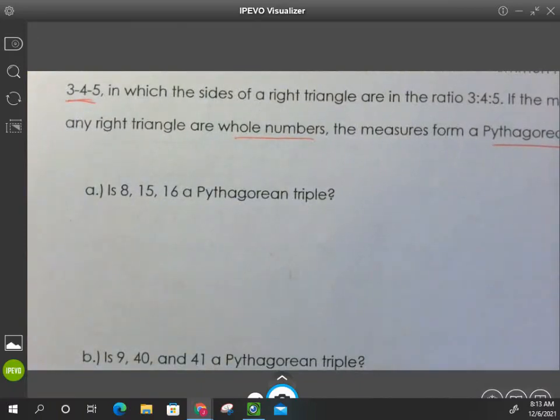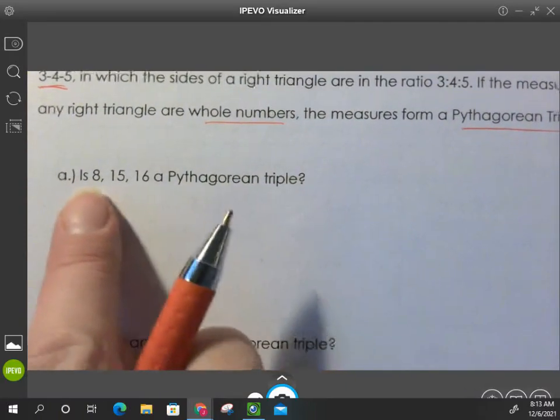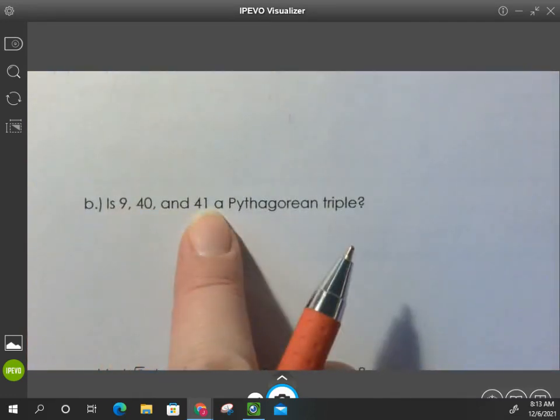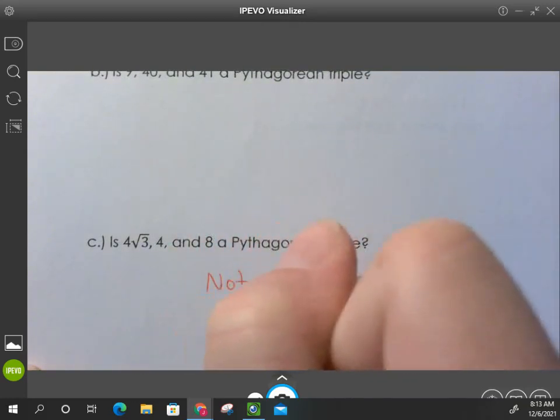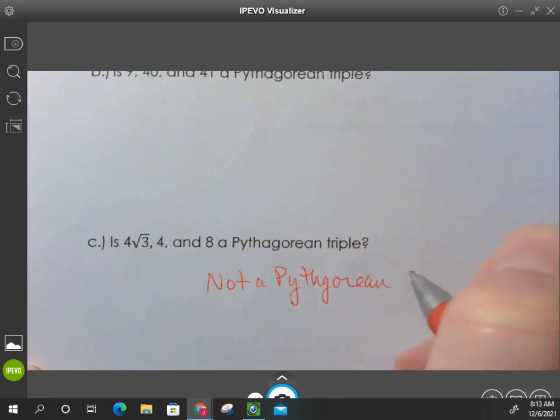Now, let's look at the back here. Is this a Pythagorean triple? You can't just say yes. It could be because they're all whole numbers, so it could be. Guys, I don't even have to try this one. Not a Pythagorean triple. Why don't I have to try it?